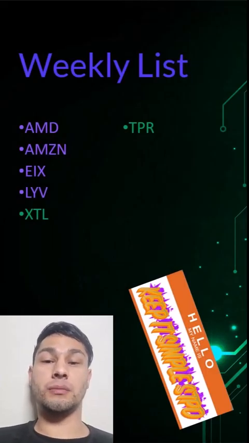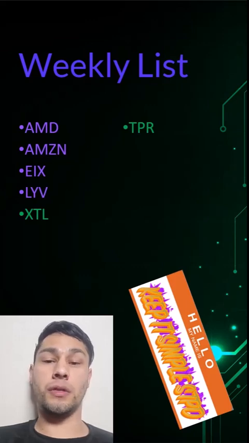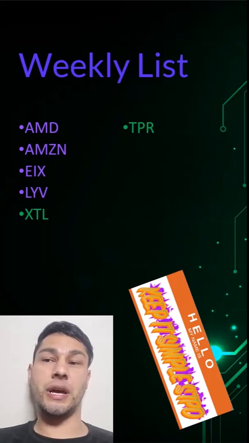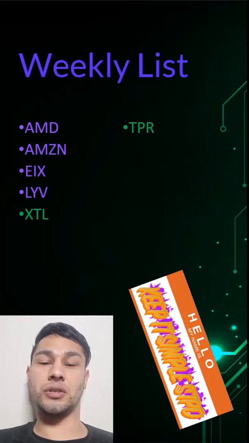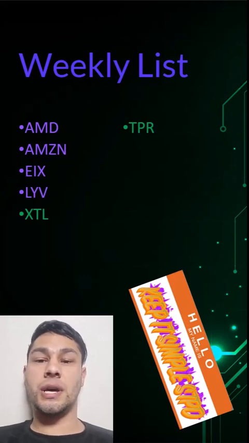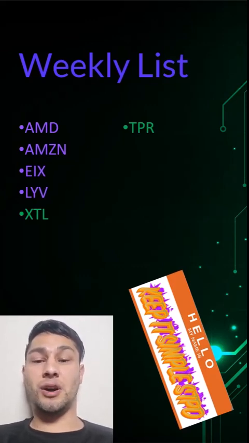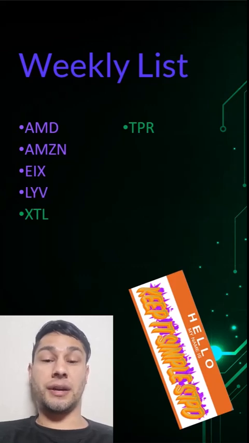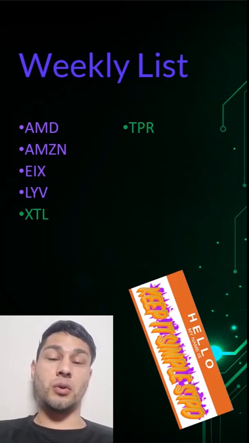Let's look at some trades today for June 4th, 2024. Let's get right into the charts. We got the weekly list. Yesterday I published the AMD, Amazon, EIX, and Live Nation charts. Today I got XTL. We pulled the trigger on that one. Let's see how that goes. And I got a newcomer, TPR. That's looking like an interesting setup. So let's go look at the charts for those right there.